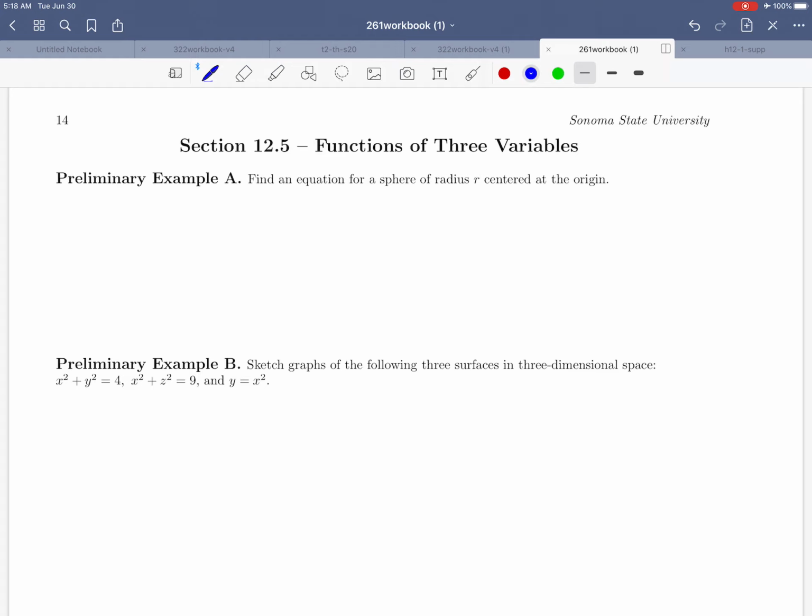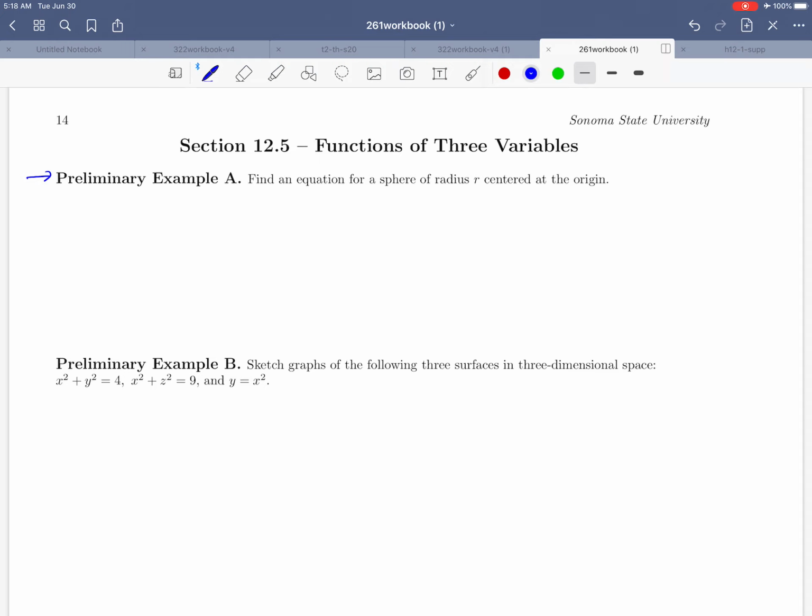Before we can really dive into the main topics of this section, we need to talk about a couple of surfaces that come up often. Okay, so preliminary examples A and B are going to lead us in that direction. So let's look at preliminary example A together here. They'd like us to find the equation for a sphere of radius r centered at the origin. That's a surface that's going to come up a lot.